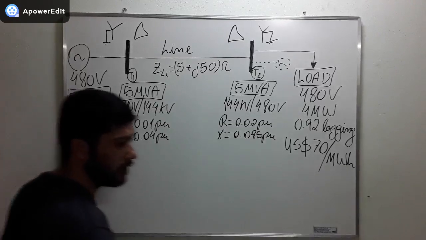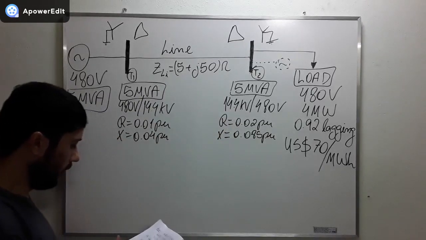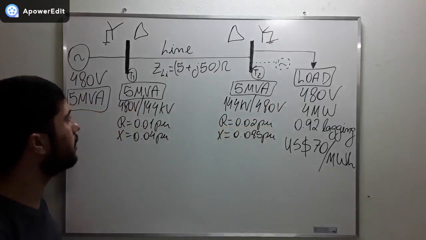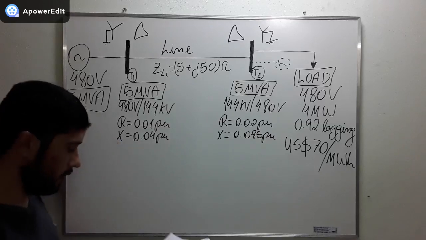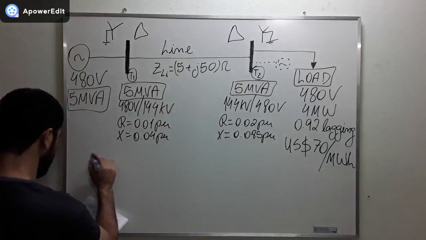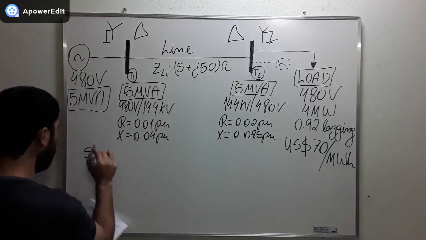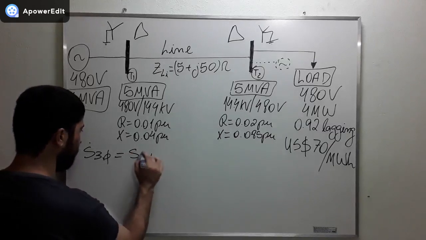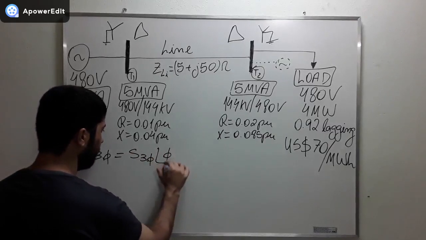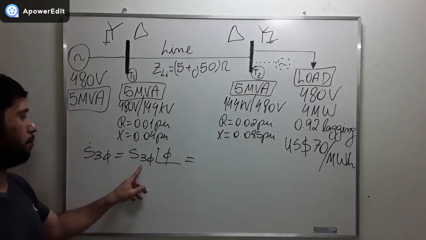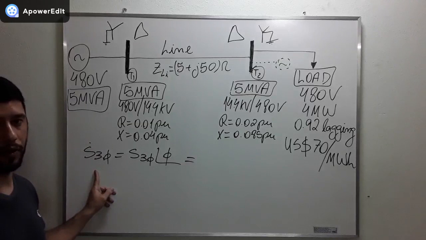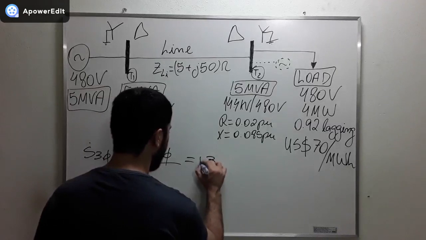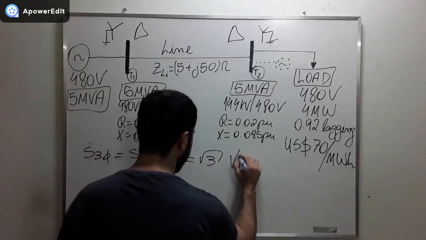Now that we have the base values, what we need to calculate is the current drawn by the load. The load is going to require a current from the power system, and I'm going to use these expressions here. The complex power is going to be equal to the apparent power in a phase. Remember that the apparent power is the magnitude of the complex power. And another expression that will help us calculate the current is this.